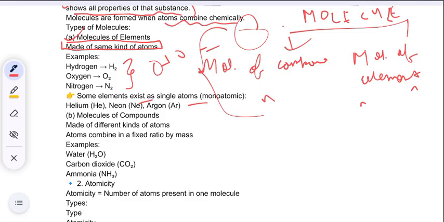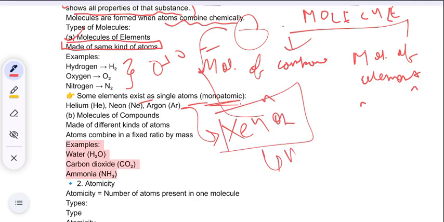See, now some elements only exist as single atoms in air, means monatomic. For example, helium, neon, argon, these are noble gases, okay, they are quite unreactive, but there is one exception. Never forget xenon. Xenon is a type of noble gas, but it is reactive. Okay, it forms many compounds. One exception is there. Whenever you read chemistry, it is full of exceptions.